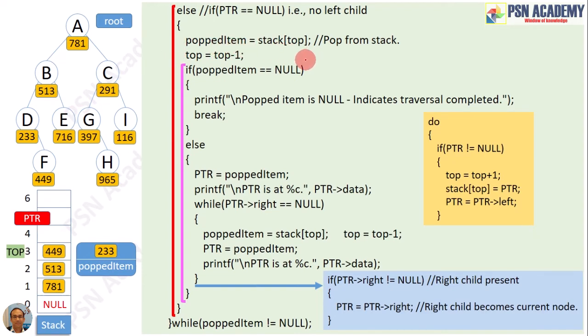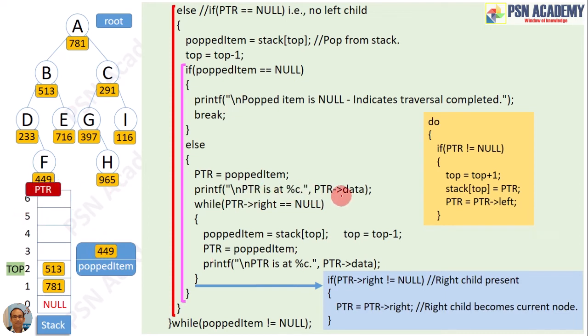There, item will be popped from the stack and it will be stored inside the popped item variable. So stack top is 449. So 449 comes over here, top goes down, and then within this else block, we have this if else pair where popped item is checked whether it is null or not. We find that popped item is 449, that is not null. So we run this else block here, and there it is written set ptr to popped item. So ptr is null now, it will be set to 449.